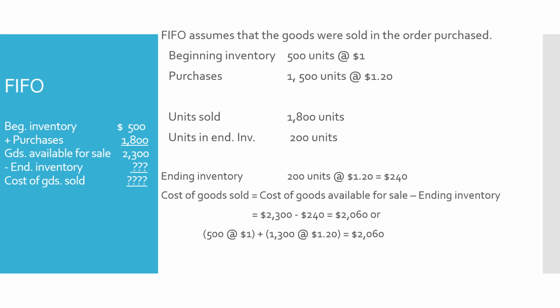So one of the things you want to keep in mind is that the cost of goods available for sale is $2,300. So once you determine the value of ending inventory and the value of cost of goods sold, those two numbers should always add up to your cost of goods available for sale.